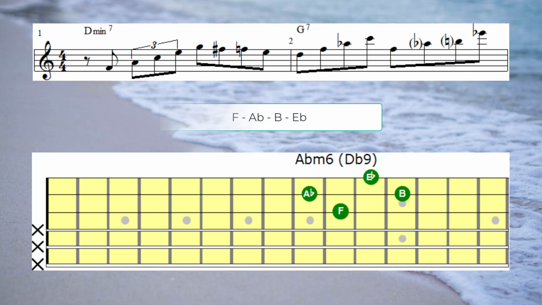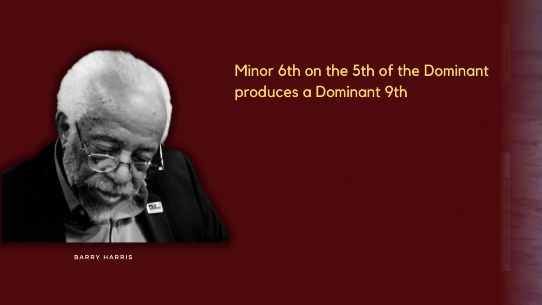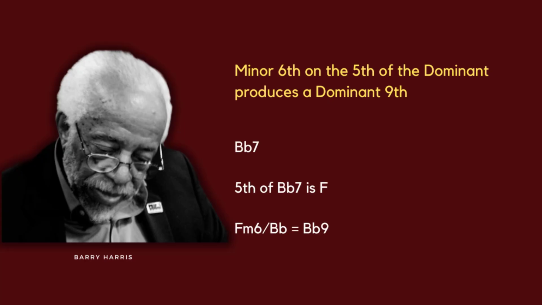The thinking behind that is that if we play a minor 6th on the 5th of the dominant, we produce the sound of a dominant 9th chord. So originally I was thinking of playing a B flat 7, and now I'm playing a minor 6th chord on the 5th of B flat 7. The 5th of B flat 7 is F, therefore I can play an F minor 6th. And in this instance I'm playing it as an arpeggio.